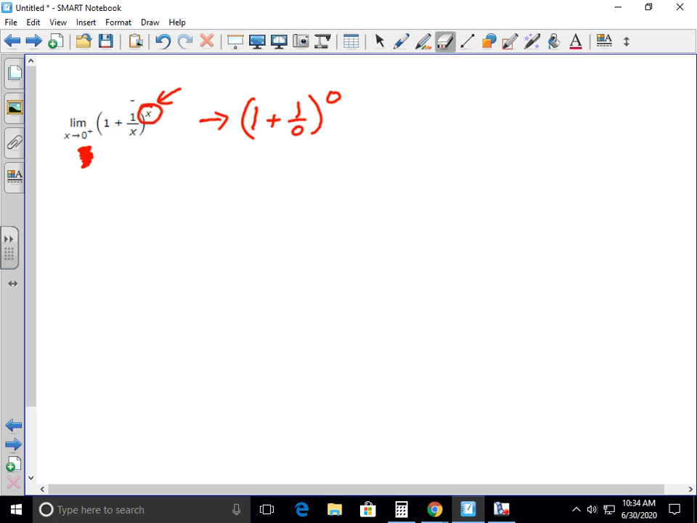So this is actually going to be, when we have infinity to the 0 power, that's actually an indeterminate form. Now, in case you see something like this, if you have 0 to the infinity power, that's not indeterminate. Why is that not indeterminate?